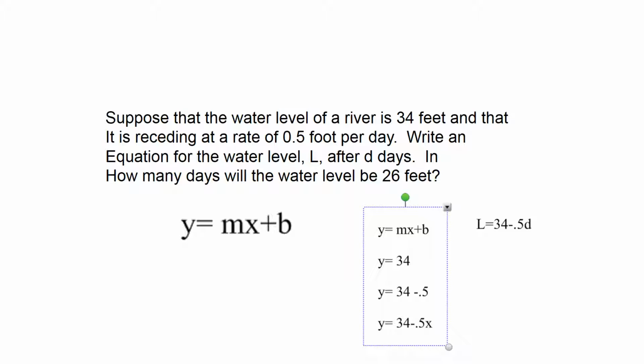Now the rest of the problem says write an equation for the water level L after d days. Your days are the part that's here, 0.5 foot per day. This is your day. That means your other letter is the L. This is the equation that they're asking for. In how many days will the water level be 26 feet? We can put 26 feet for the water level, just like we did on the other problems. We've got to figure out how many days it would be.